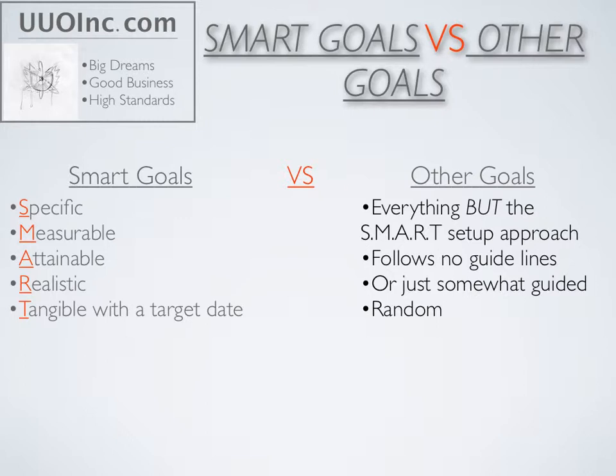Other types of goals, on the other hand, are everything but the SMART goal approach. What that means is that they don't really follow any guidelines for what fits as a goal, or maybe they follow some type of guideline, but it's incomplete. And because it's incomplete, the results are going to be completely random.